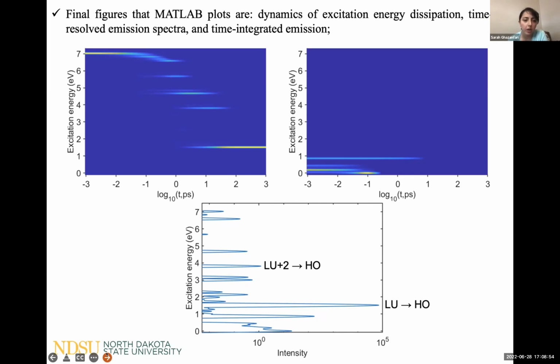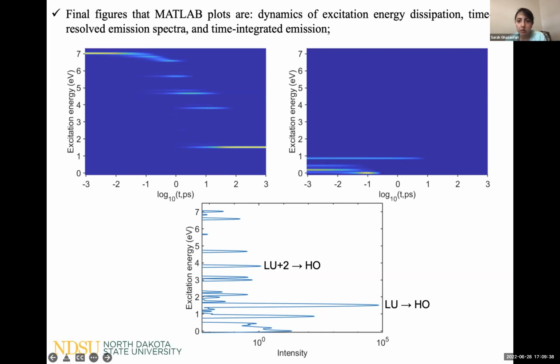As you can see, from the top left, this is the dissipation of excitation energy as a function of time, and on the top right it is the emission spectra, and also the time integrated emission below. So you can see that each peak corresponds to a specific transition. In my case, the highest intensity for the excitation energy corresponds to the LUMO to HOMO.